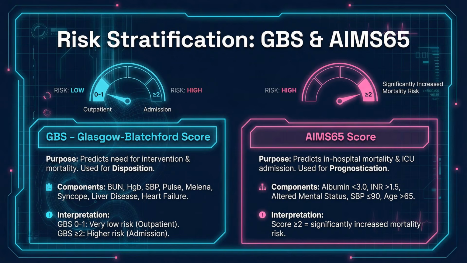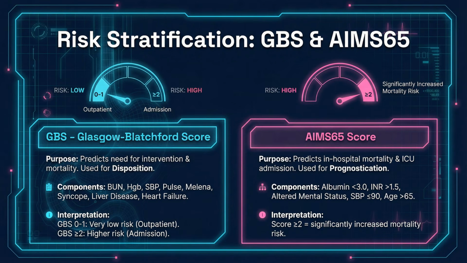Once the patient is stabilized, we need to risk stratify them. The Glasgow-Blatchford score, or GBS, is the primary tool for this. Its purpose is to predict the need for intervention, such as transfusion, endoscopy, or surgery, and mortality. It is primarily used to guide disposition.